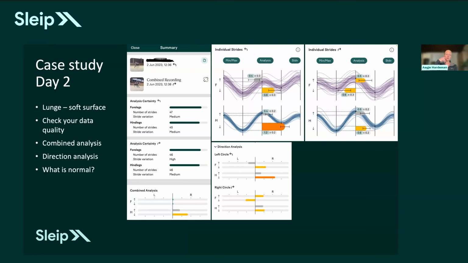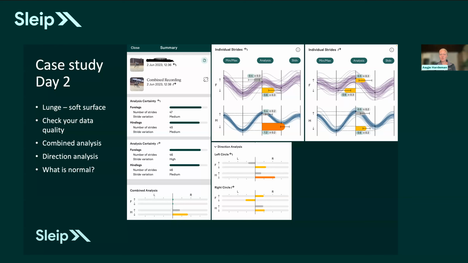And I want to show you where it can help you. Because this is the data from this horse on the lunge, on the soft surface. And I just want to talk you through the plots again, so you know what we are actually looking at. First of all, of course, again, data quality.